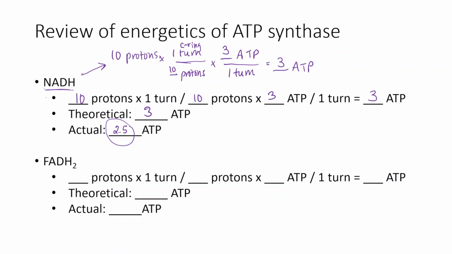How does the NADH with the 10 protons start? That's because of the electron transport chain. It goes through complex 1, 3, and 4. Complex 1 gives you 4, complex 3 gives you 4, complex 4 gives you 2. So 4, 4, and 2 makes 10.